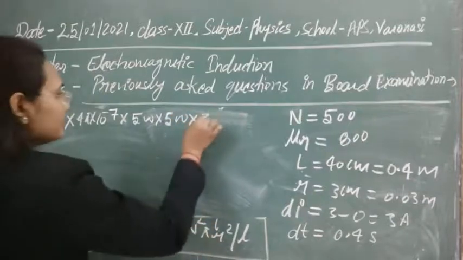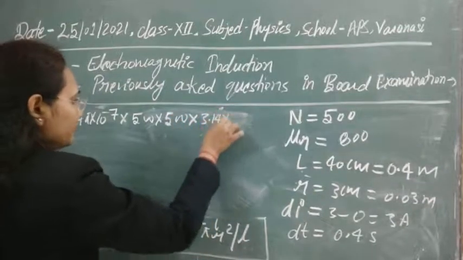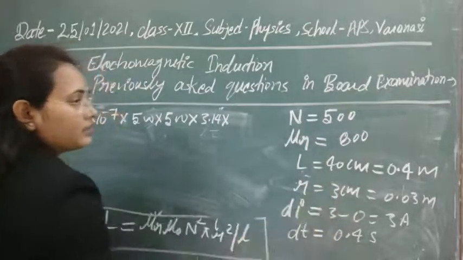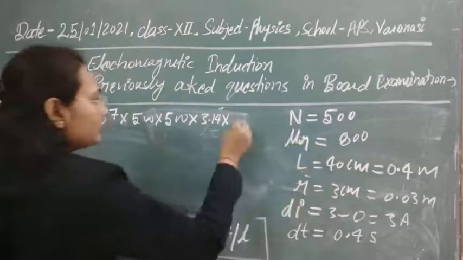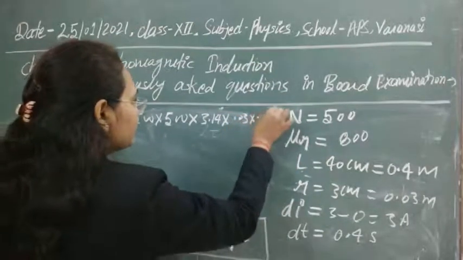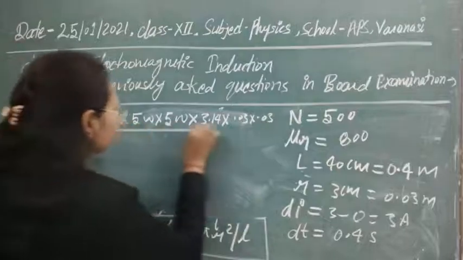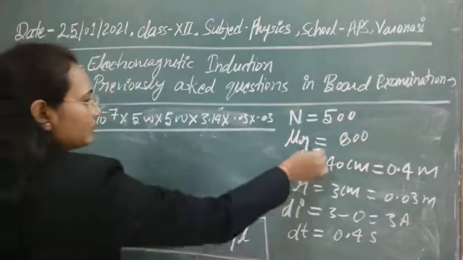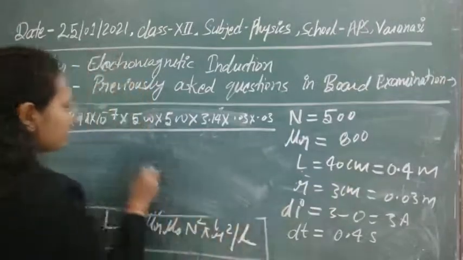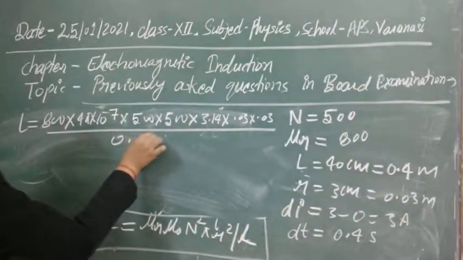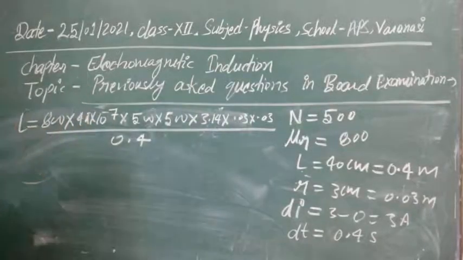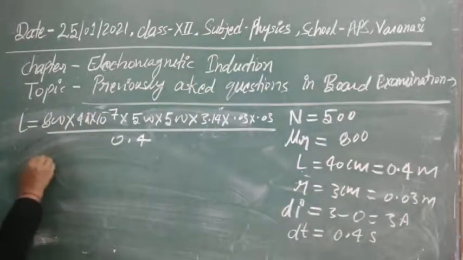Take the value of pi, and the value of r square, where r is given as 0.03, so we can take 0.03 into 0.03. This is the whole value that is given to us upon L. Here we can also write capital L, where L is 0.4 meter. Now just solve all these things, then you can easily find out the self-inductance.